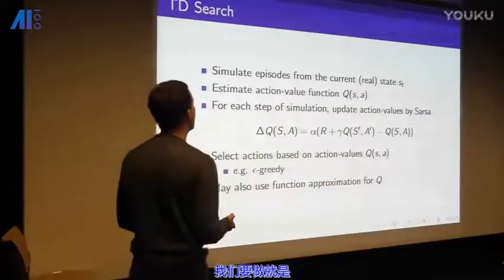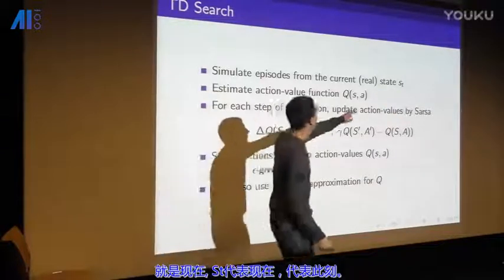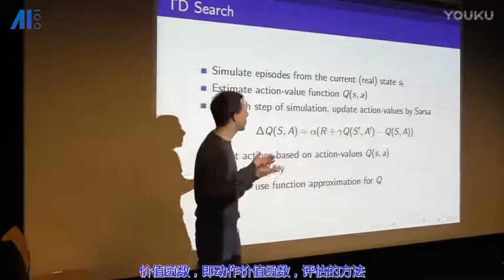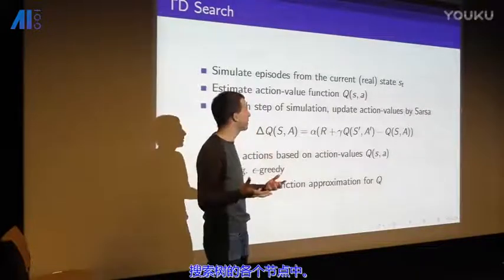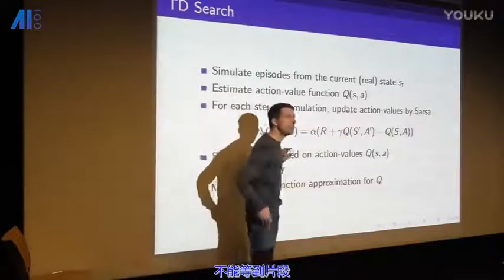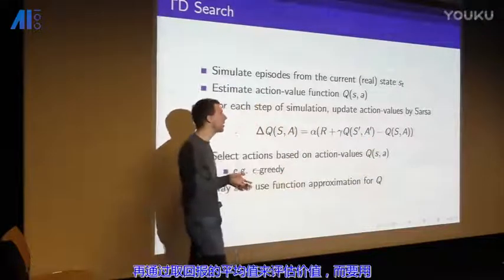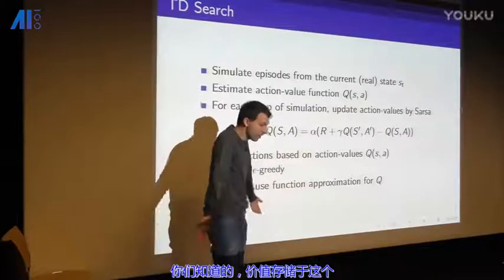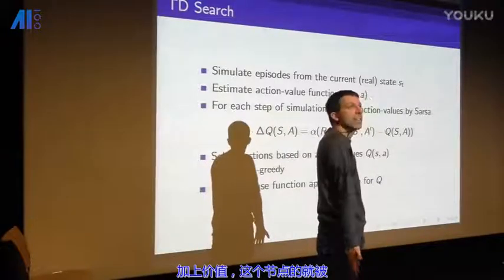So what does it look like? We start again from our real state, our start state. This S_t is our moment now. But now we're going to estimate an action value function, and we can store this in the nodes of our search tree. For each step of simulation, instead of waiting to the end of the episode and taking the return of that whole episode and estimating values by the mean return, we estimate it by temporal difference learning, by bootstrapping, saying the value of being in this node is the reward I got for one step, plus the value of the node I ended up in after that.